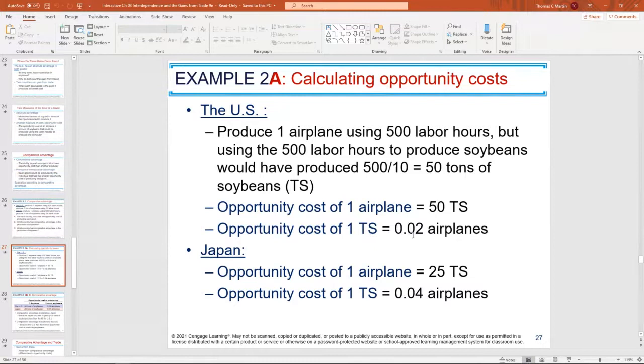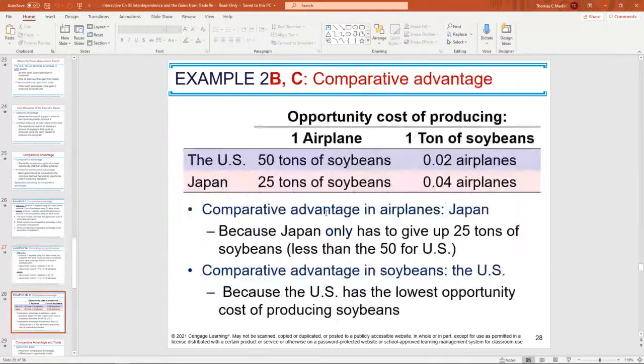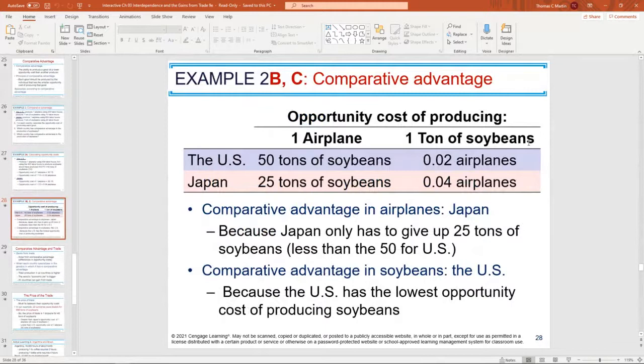Now the numbers in trade, yeah, they were given what the trade amount was going to be, but you still determine who was going to produce what. You had to go through the process of looking at the opportunity cost, what they give up for one ton of soybeans or one airplane. So the opportunity cost of producing one airplane, one ton of soybeans. Japan, like I said, 25 tons of soybeans, less than the 50 of the U.S., and the comparative advantage on soybeans, the U.S. was less than Japan.